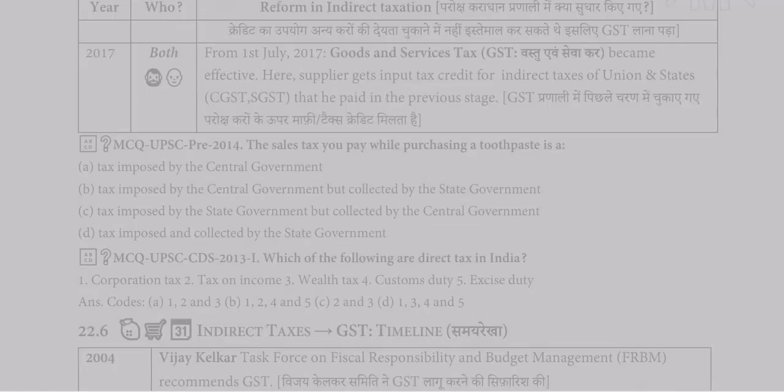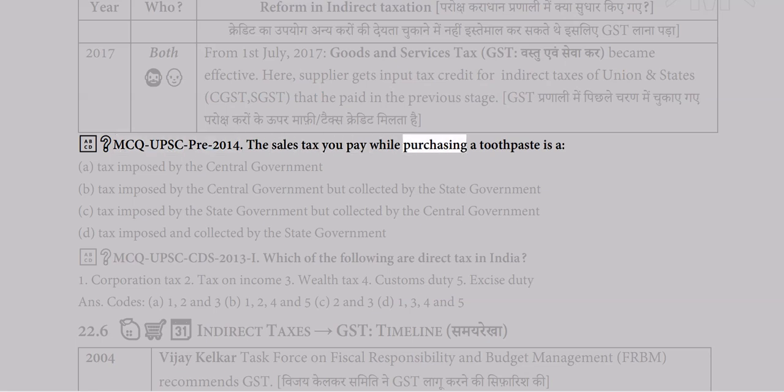Reform in indirect taxation: GST, 2017. From the 1st of July, 2017, Goods and Services Tax, GST, became effective. Here, the supplier gets input tax credit for indirect taxes of the union and states, CGST, SGST, that he paid in the previous stage.